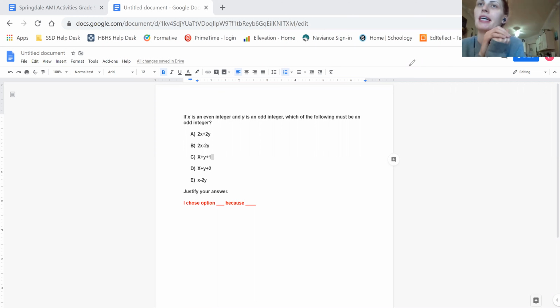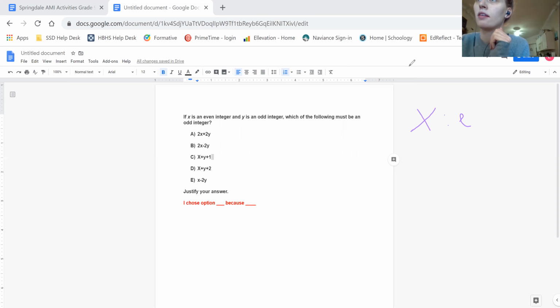So this question says, if x is an even integer and y is an odd integer, which of the following must be an odd integer? So you have 5 options, and we need to figure out, when x is even and when y is odd, which one of these expressions ends up being an odd integer?